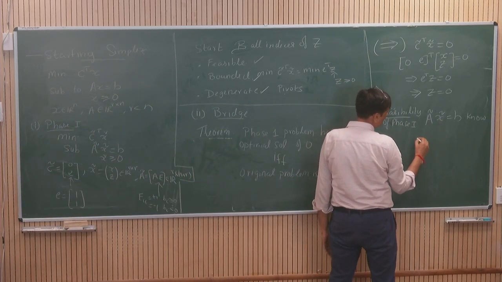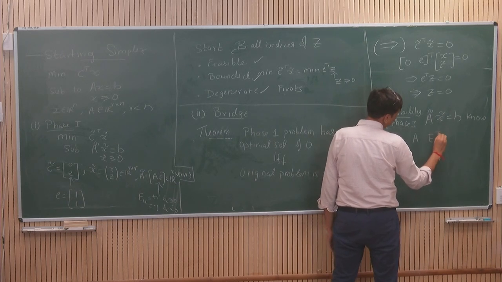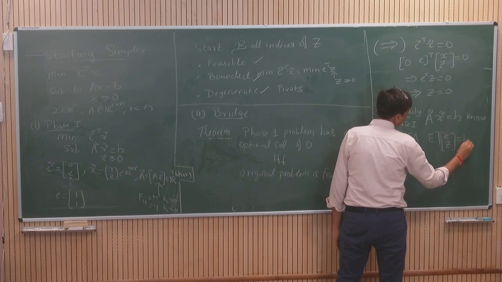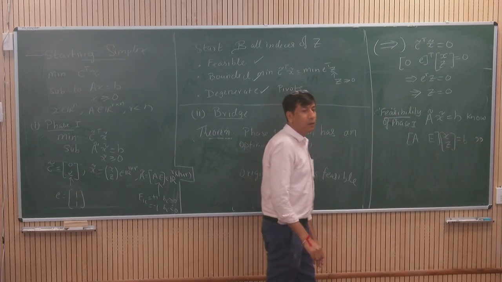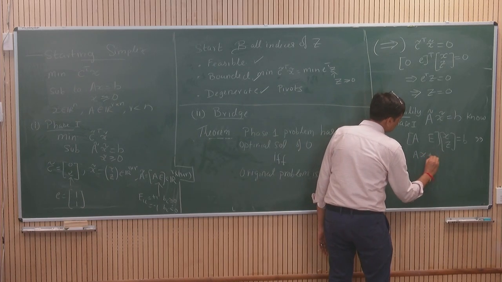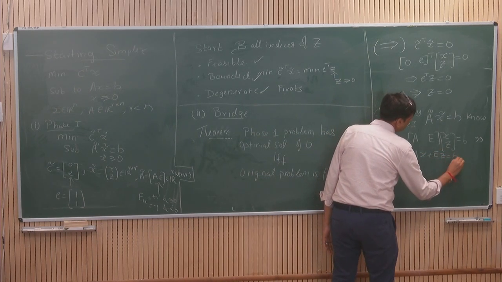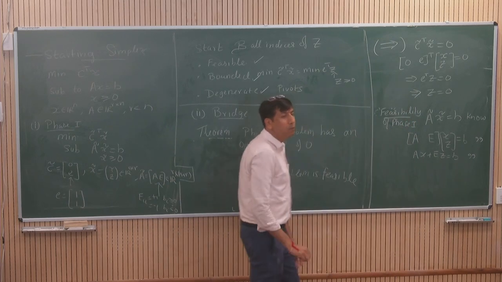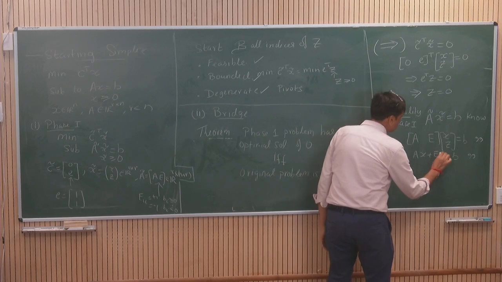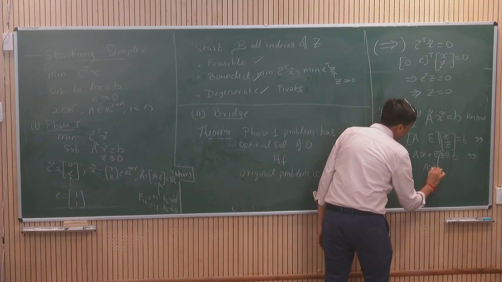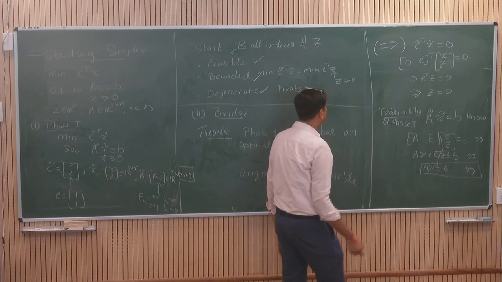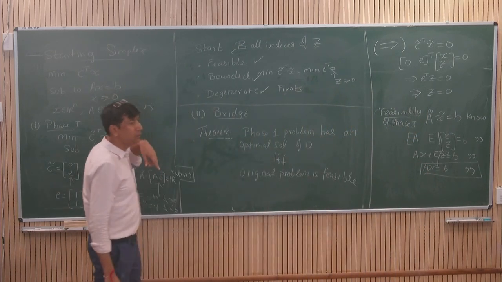So let's split this again. We also know that A, E times x and z is equal to b, correct? So we also know that Ax plus Ez is equal to b. What do we know about z? We know this is 0. So we know Ax is equal to b. This is what we had to prove, because this is the first condition of the original problem.